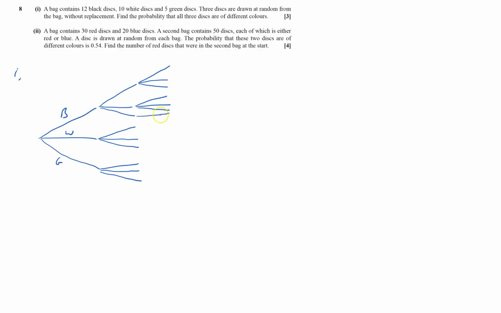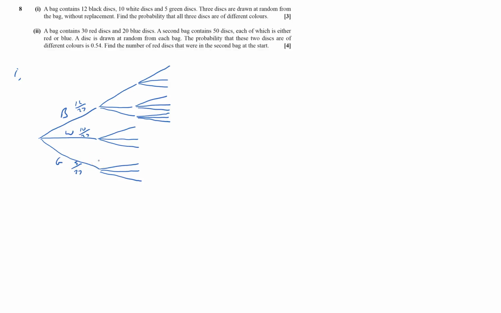I'm going to do the next one, black, white, green. It's getting a bit messy now. I'm not going to go any further. We'll see what happens. So 12 black, that's 22, 27, so that'll be probably that way 12 out of 27. This will be 10 out of 27, and this will be 5 out of 27.